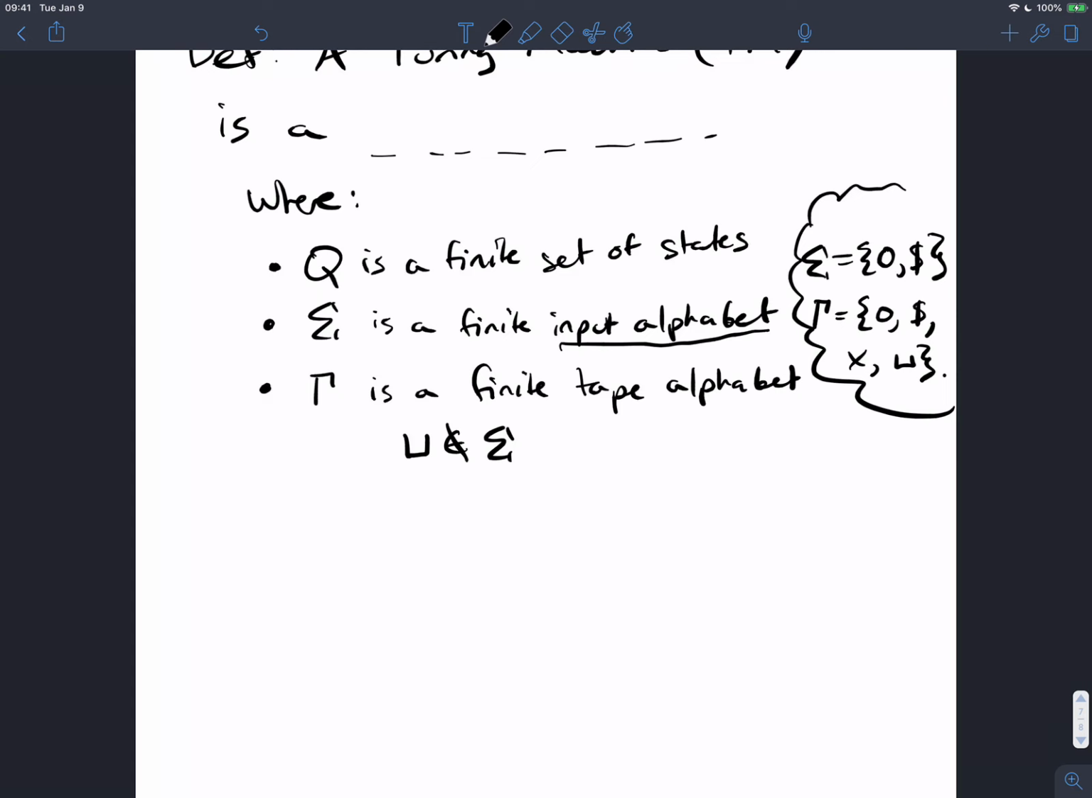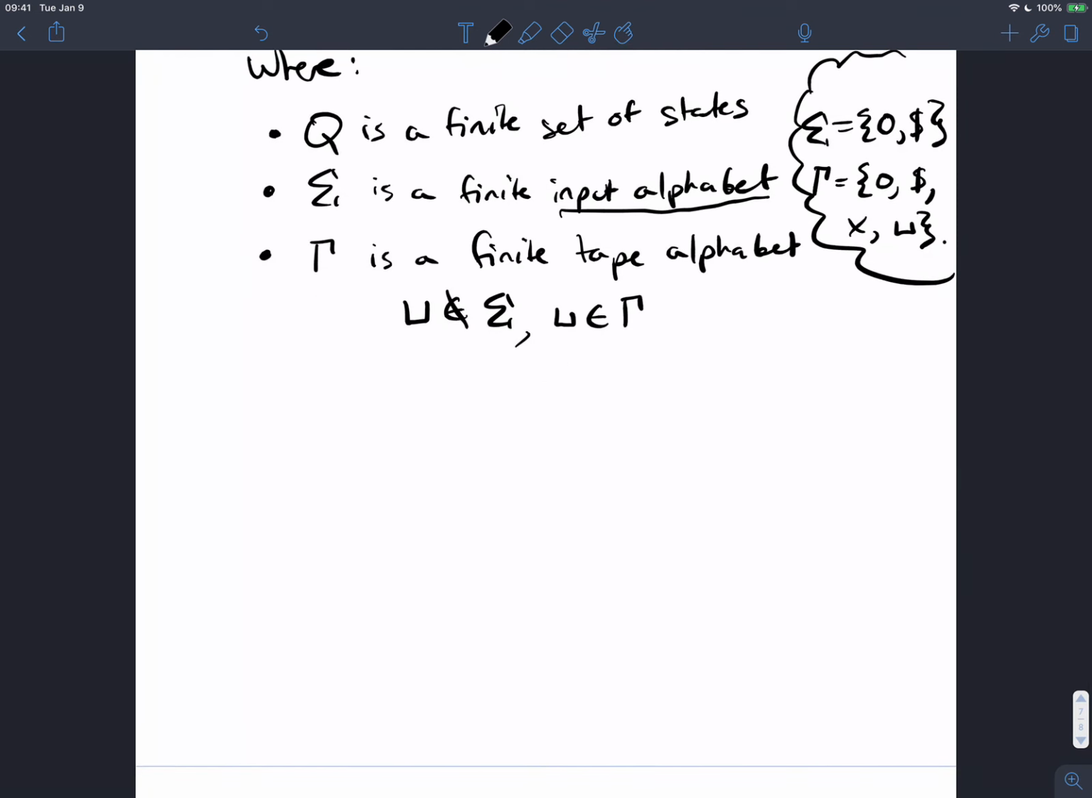But also, the blank character is always in the tape alphabet. That always has to be there. But what other relation between the input and tape alphabet can we say? Right, the input alphabet is a subset of the tape alphabet. Why is that? I actually already said it, but the machine has to have the input on the tape already. So the input alphabet definitely has to be a subset of the tape alphabet. So sigma is a subset of gamma.